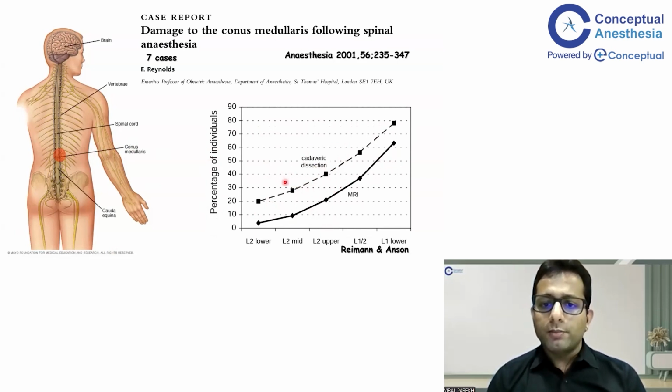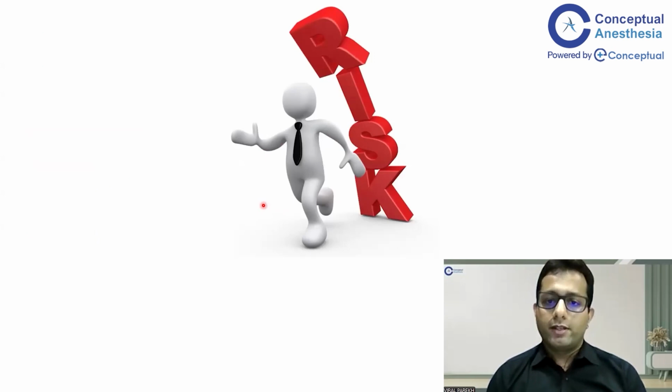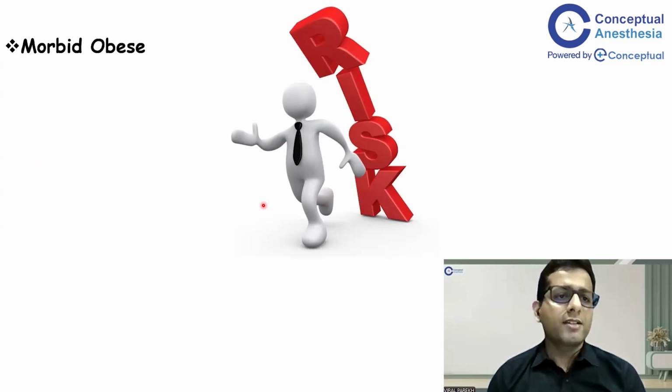In around 30 to 40% of the patients, the spinal cord ended at the L2 level, at the upper border of L2, or up to the L2 lower body border. So there is a risk of spinal cord injury if we puncture the spinal cord, in case we are putting a needle at a higher level.